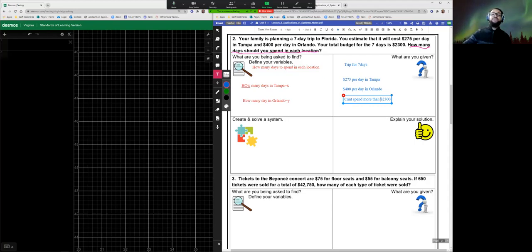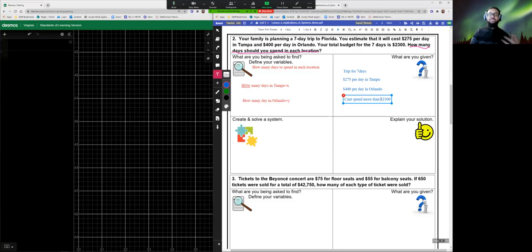And since we can't spend more than $2,300, I could see if you wanted to set both of these less than or equal to 2,300, but we aren't going to do it that way. And here's why: because we have a day limit, a trip for 7 days, and we have a price limit. So that day limit is going to be our first equation, and that price limit is going to be our second equation. And for both of these we're going to use equal signs.